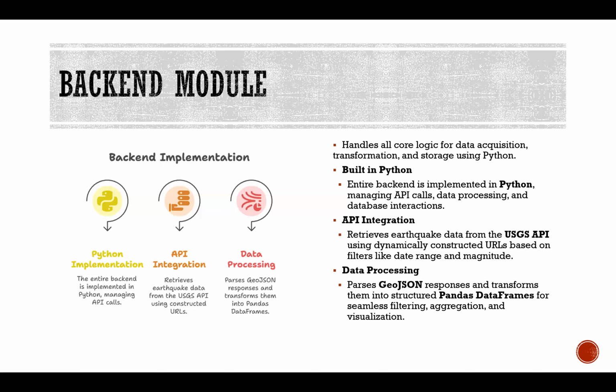And then we move on to the data processing part of our module. We have a sophisticated data processing which parses complex nested GeoJSON responses and transforms them into well-structured Pandas data frames. The processing pipeline handles nested JSON properties extraction, validates data integrity at multiple stages, normalizes coordinate systems for global compatibility, and optimizes memory usage patterns for processing large data sets.